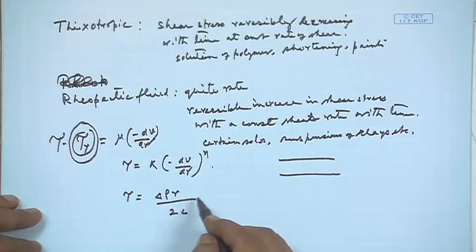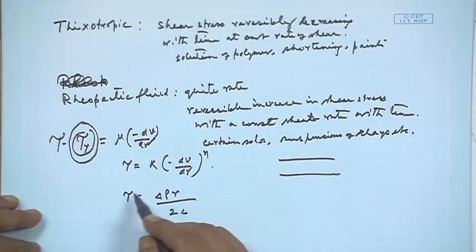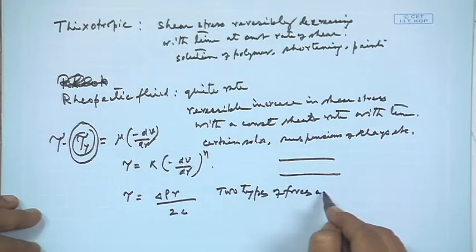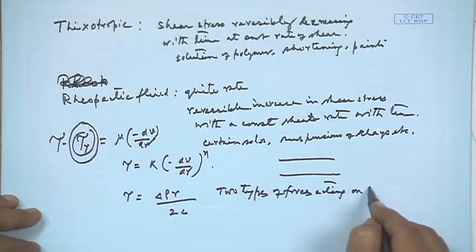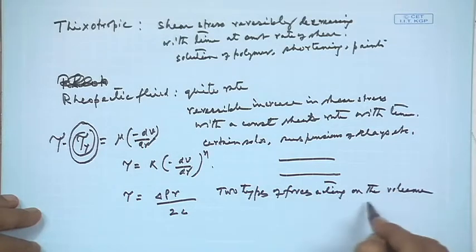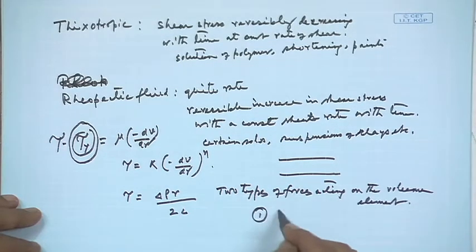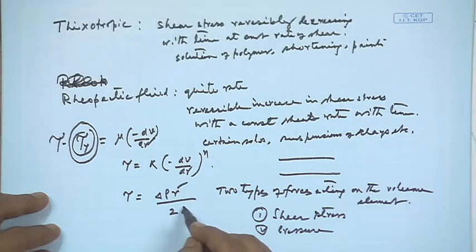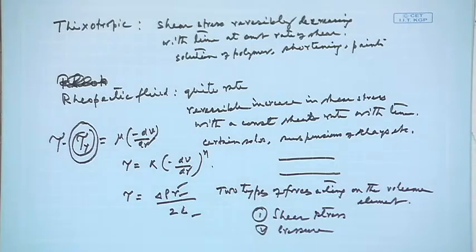So, in the volume element there are two types of forces acting, one is shear stress and another is pressure, right. These two terms are there along with the length of the tube and the radius of the tube or pipe through which the fluid is flowing, right. So we come to tau is equal to delta P r by 2 L.